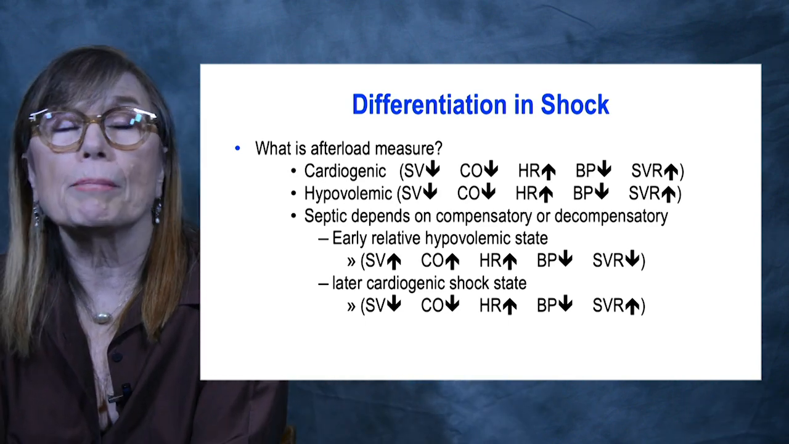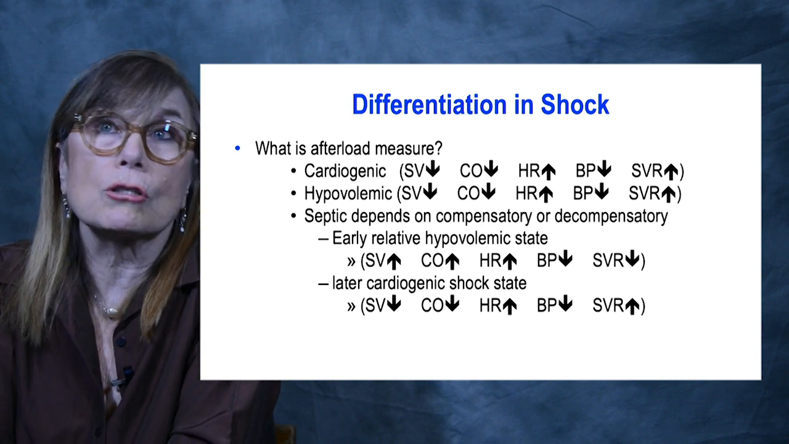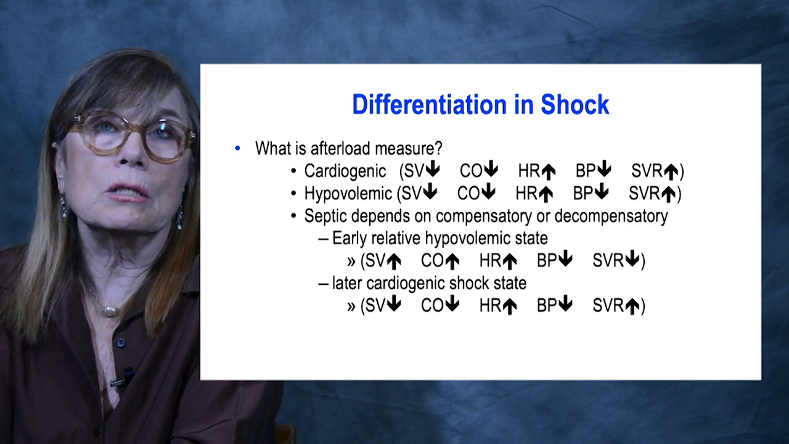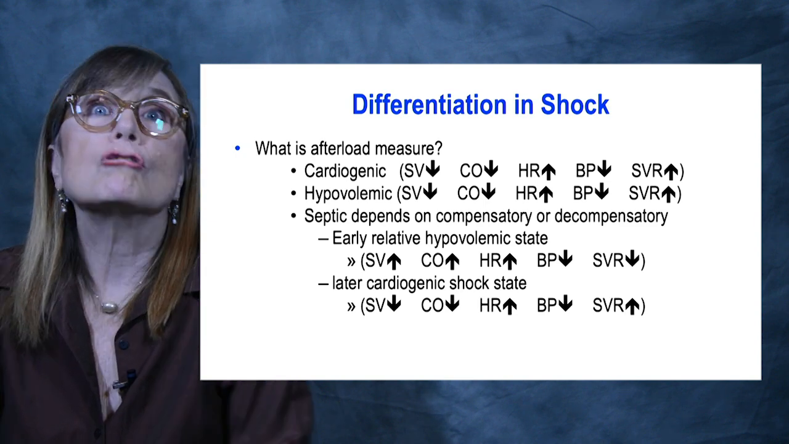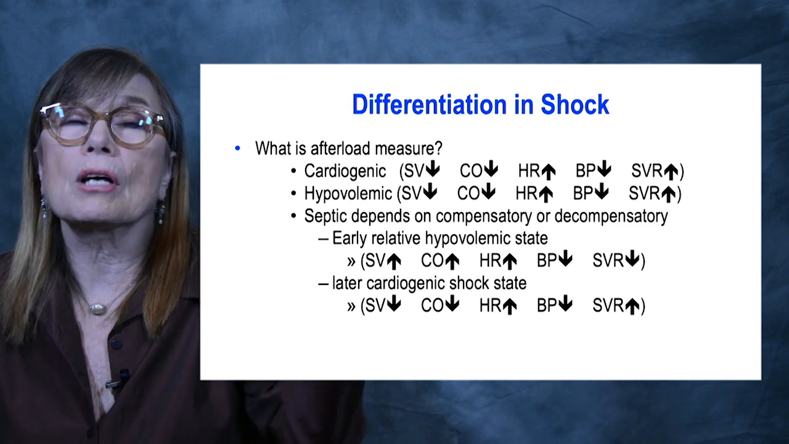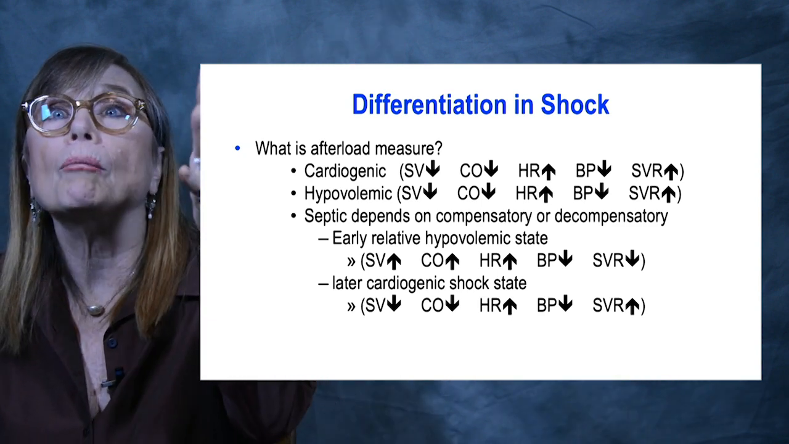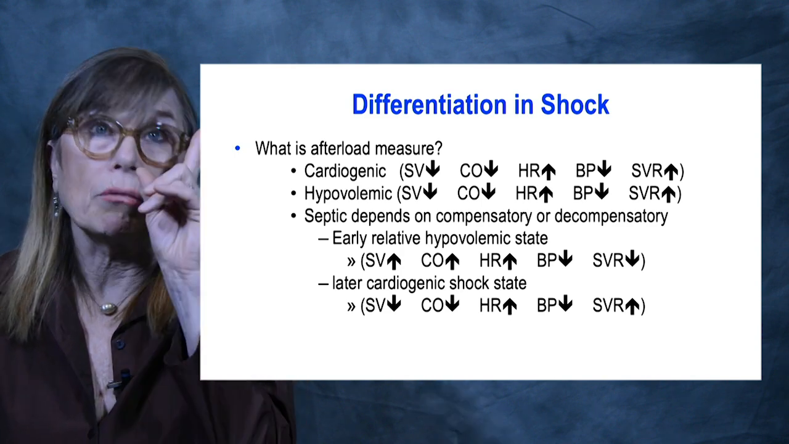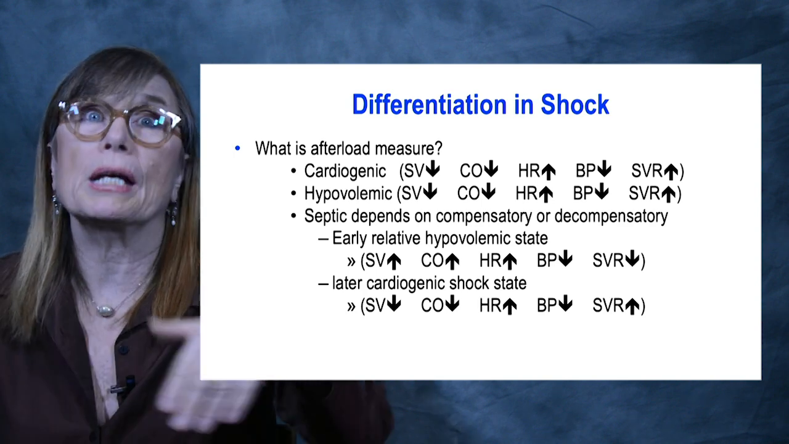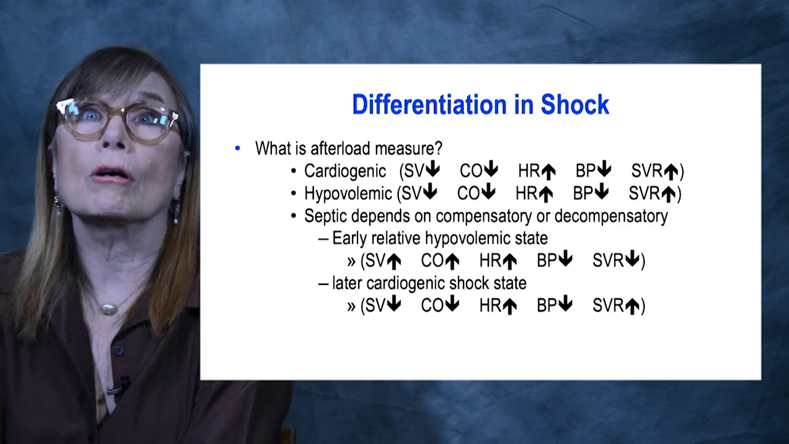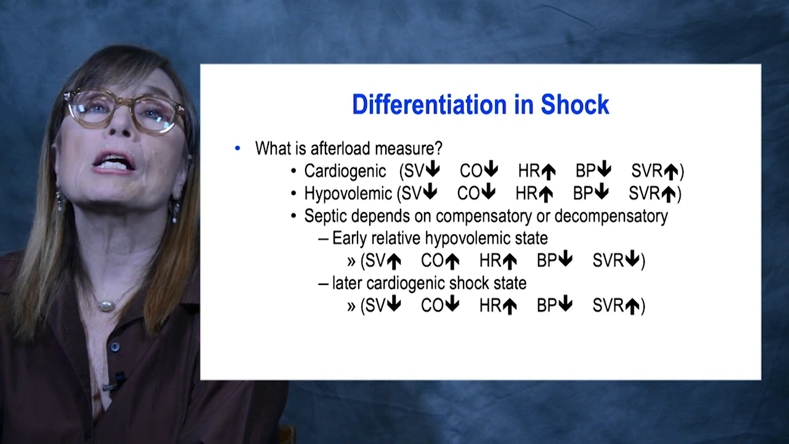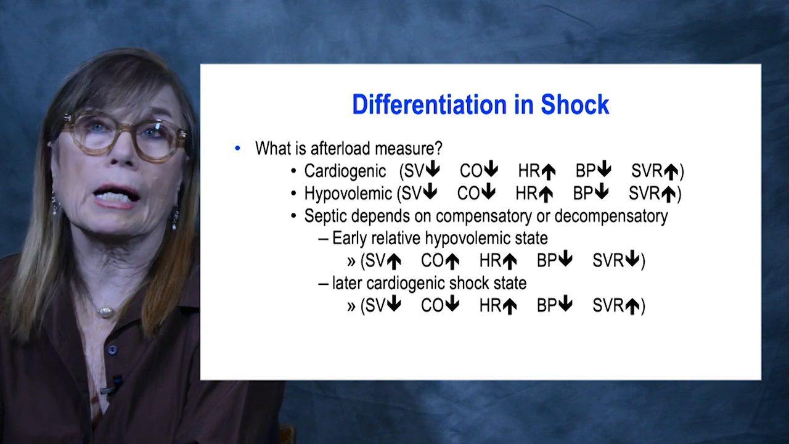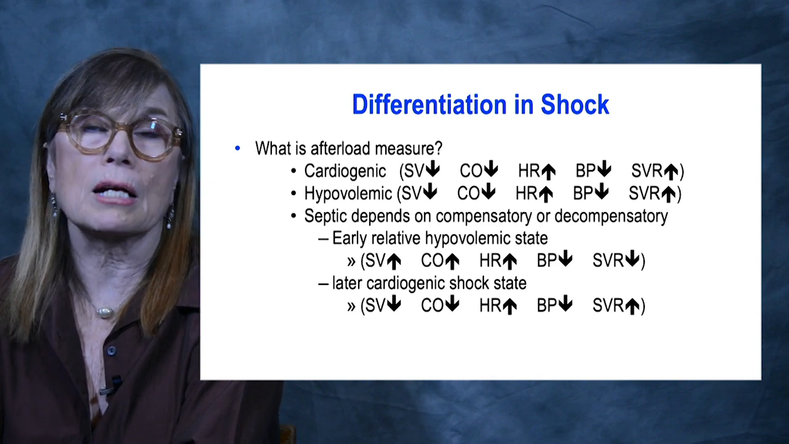In septic shock, it depends on whether they're in the compensatory or decompensatory state. Remember, early sepsis is relatively hypovolemic, but the stroke volume is up, the cardiac output is up, filling pressures are down, heart rate is up, blood pressure is down, and calculated SVR is down. But their filling pressures are also down. That's why we give volume in early sepsis. Later in sepsis, the decompensatory stage, that's a cardiogenic shock state. Stroke volume's down, cardiac output's down, heart rate is up, blood pressure down, and SVR is up.